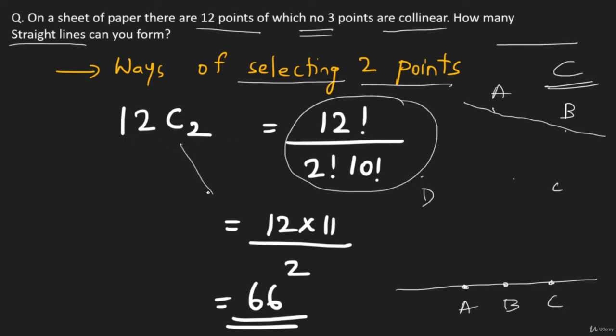From 12C2 directly you can find that it's equal to 12 into 11 by 2, because you have 2 over here. So in the numerator you will have two numbers starting with 12 and you keep subtracting 1. That's 12 and 11, and the denominator is 2 factorial, which is equal to 2. So 12C2 is 12 into 11 by 2, which gives you the answer as 66.